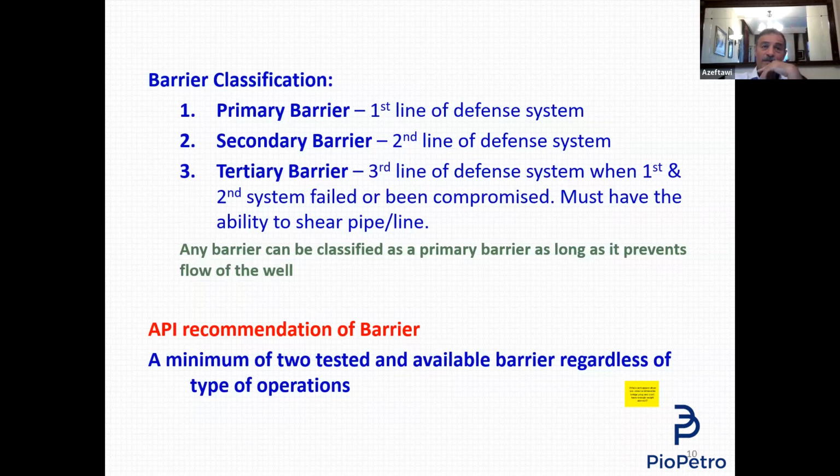If I have a BOP, this BOP is rated for 15,000 PSI. You put it on the Christmas tree and then you ask me, Ahmed, what is on top of the Christmas tree? I will tell you it's a piece of iron. Piece of iron. Come on, Ahmed, it's a BOP. I said, no. It will be a barrier after the test. If I test it and it passes the test, it is a barrier. But before that, it is a piece of iron.